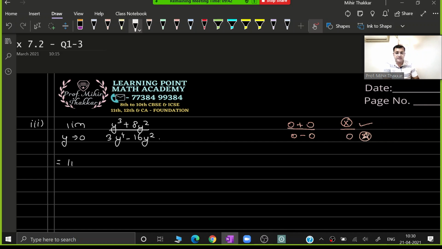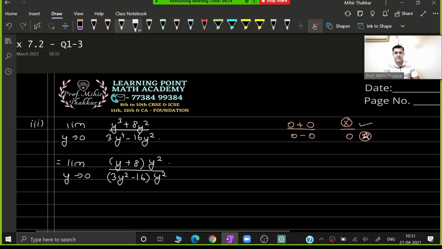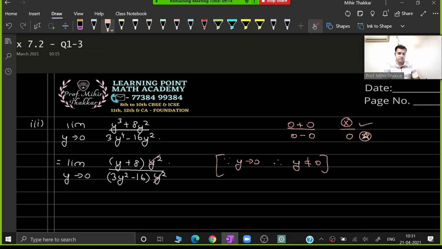Let us see what and how. Limit as y tends to 0, y plus 8 multiplied by y square, so I'm taking y square common over here, as well as 3y square minus 16 multiplied by y square. So guys, when you cancel off this y square element, you need to write the reason that y tends to 0. Therefore, definitely y is not equal to 0.